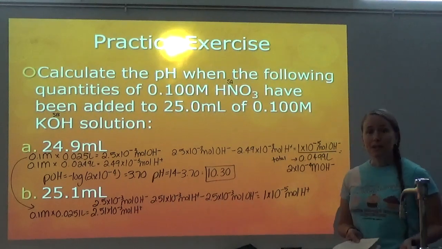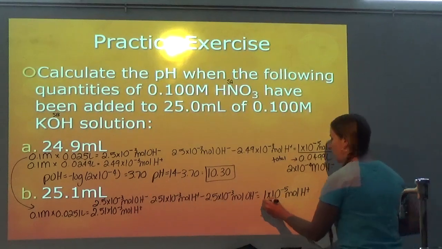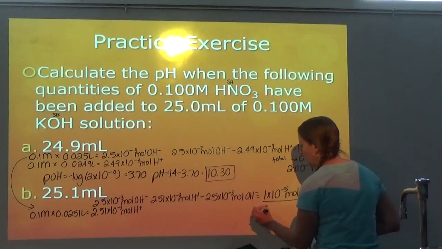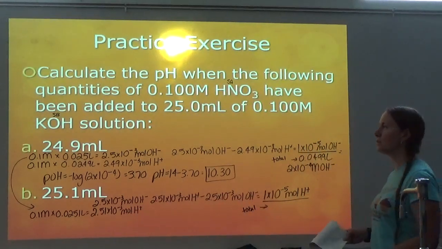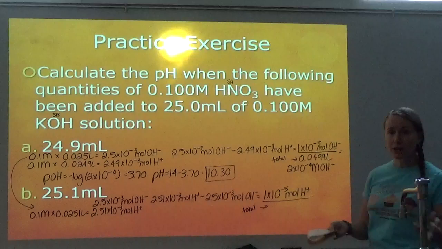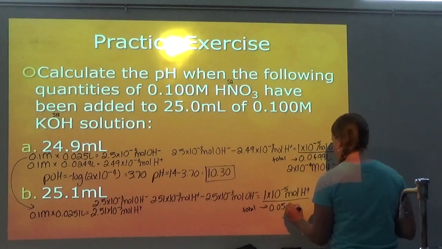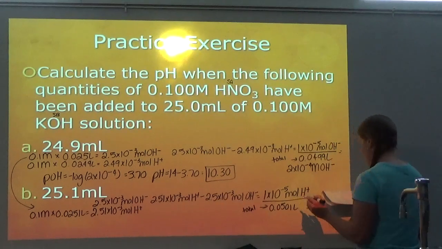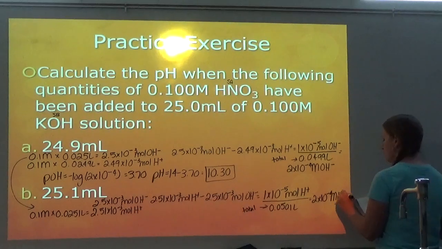But remember, I need to plug into pH squared, so I have to have molarity. So I need to divide by the total volume. Okay, that's so important. So many people don't divide by the total. Okay, so I do 25 plus 25.1, which of course gives me 0.0501 liters. And so I end up getting 2 times 10 to the negative 4 molar H plus.